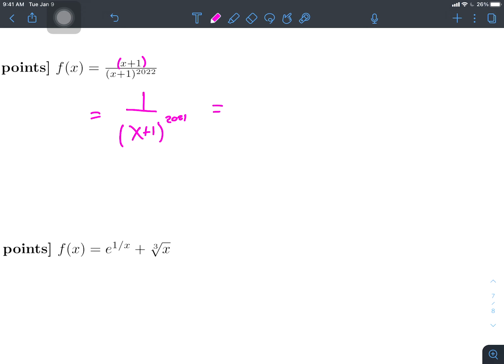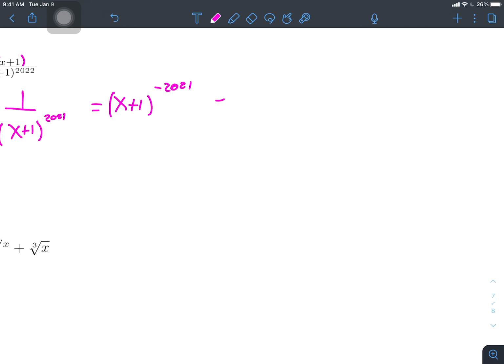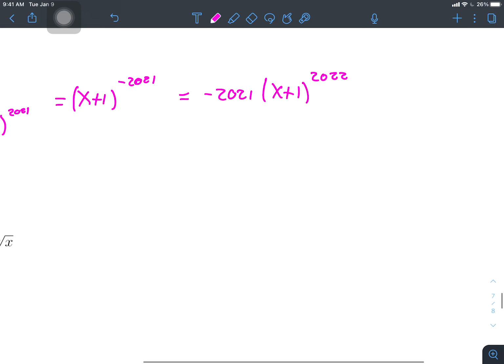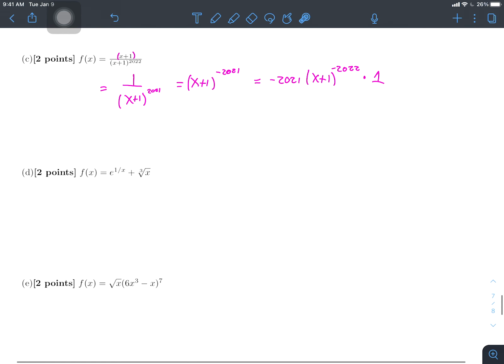And to take this derivative, I don't need to use the quotient rule. I can rewrite it as x plus 1 to the negative 2021. And to do that derivative, I just need to use the power rule again, and the chain rule, I guess. So it would become negative 2021 times x plus 1, and I make the power 1 less. It becomes 2022, negative 2022. And now we need to multiply by 1, which is the derivative of x plus 1. So that's a chain rule problem. Or you can do a quotient rule if you really want. You'll get the same answer.